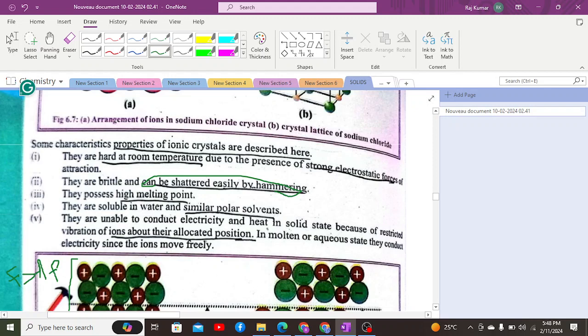Why not in the solid state? Because in the solid state there is restricted vibration of ions about their allocated positions.